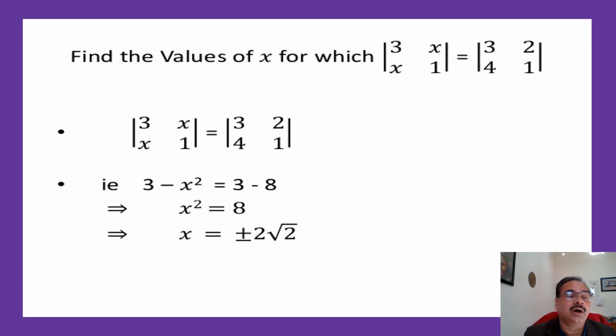Now, for example, let us find the value of x for which this holds good. If this is a 2 cross 2 determinant, then how can we do it? Here, |3 x; x 1| is equal to |3 2; 4 1|. Expanding this, 3 minus x square is equal to 3 minus 8. Then in this way, you will get x equal to plus minus 2 under root 2. In this way, you can find it.